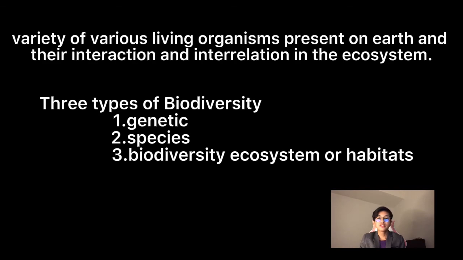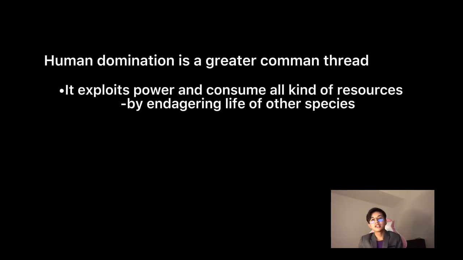So, the conclusion for biodiversity. Biodiversity is the variety of various life organisms present on Earth and their interaction and interrelation in the ecosystem. There are three main types of biodiversity: genetic, species, and biodiversity of ecosystem or habitat. Human domination is the greatest common threat to biodiversity because it exploits, overpowers, and consumes all kinds of resources, endangering the life of other species.